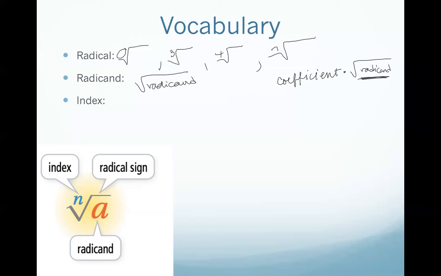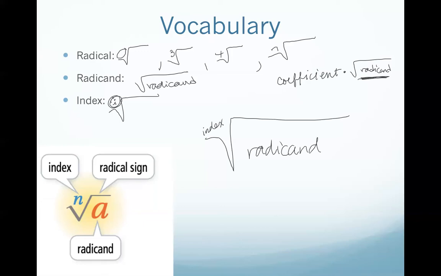And then the number that indicates what root we're taking is the index. So we have the radical, the index, and the radicand. And then if there's a number in front, and there isn't always, that would be the coefficient. And those are some terms that we will be using throughout this chapter regarding radicals.